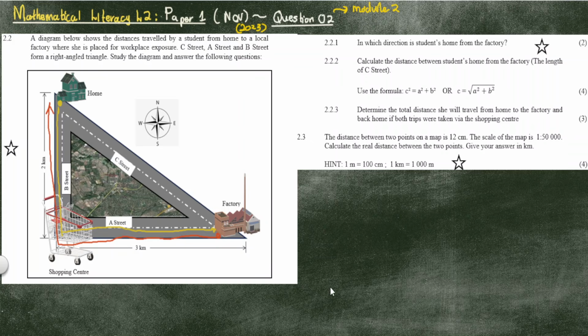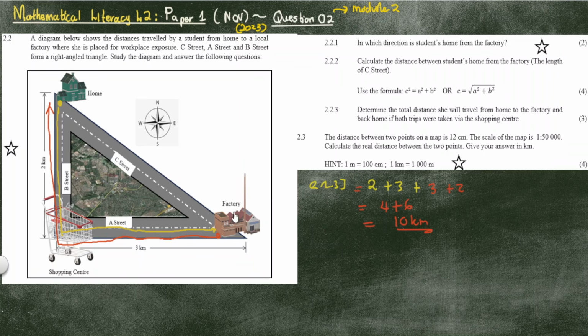So it's going to be like this. 2.2.3. The distance to the factory from home is 2 plus 3, then the trip of going back home from the factory via the shopping center to home is going to be 3 plus 2. What is the answer now? It's 4 plus 6. The answer should be 10 kilometers in total.